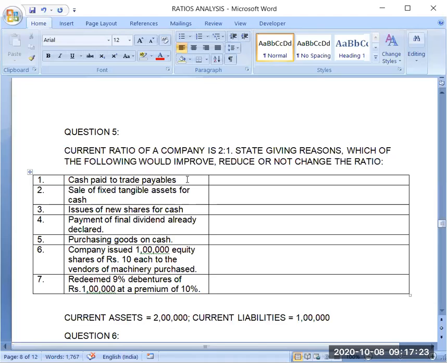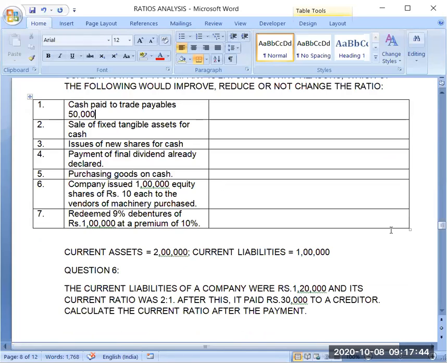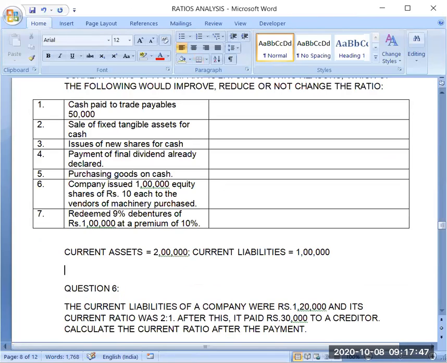Now, the first transaction given in the question is cash paid to trade payables. So now the amount is not given, so I will assume its amount. Suppose I assume its amount rupees 50,000. You have paid cash rupees 50,000. Now you have to observe the change. First change will be in your current assets, because you are paying cash. So your current assets will reduce by 50,000. I hope this point is clear. And your current assets will become now 1,50,000.